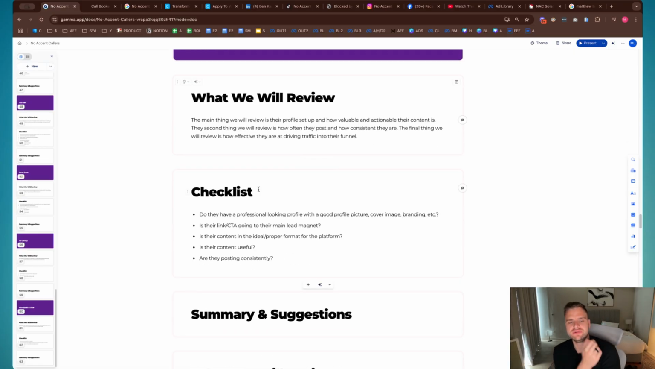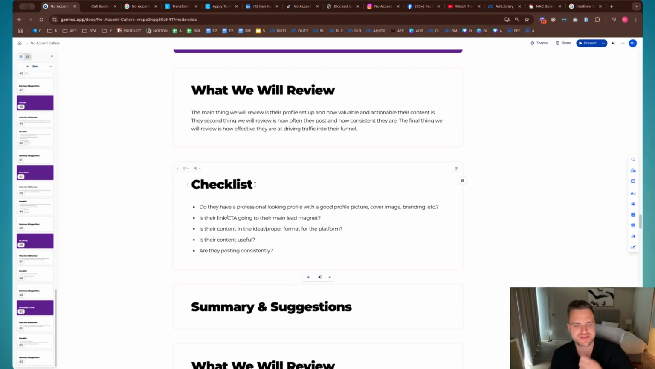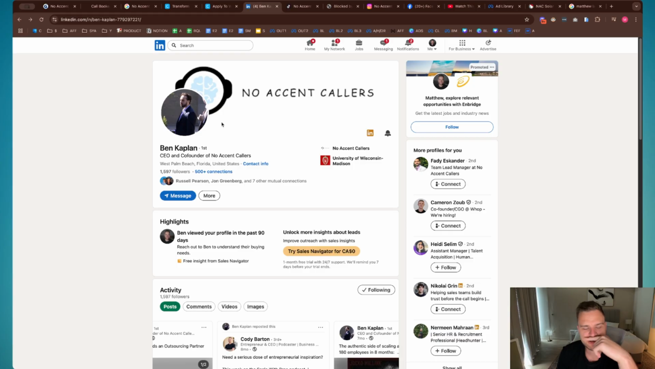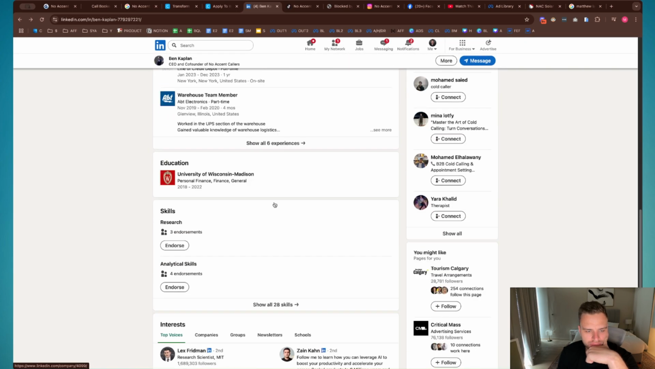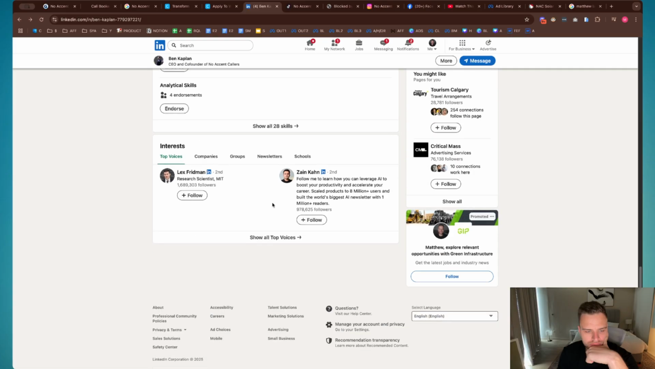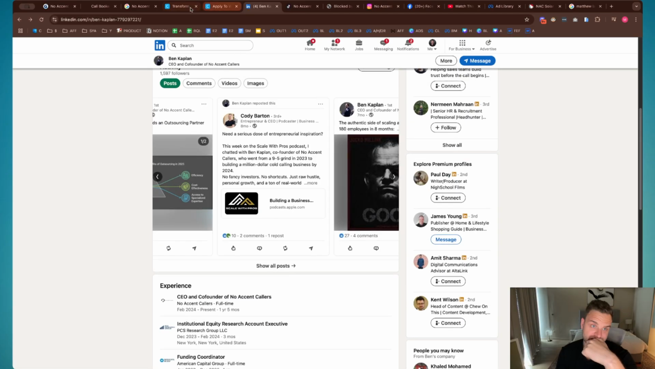What we really want to see is how their profile is set up, how valuable or actionable their content is, how often they post and how consistent they are. And then we're going to review how effective or ineffective they are at getting that traffic to their funnel. So if we just go to Ben's profile, I don't think this is exceptional branding at all. I would like to see a real cover photo here. I would like to see the problem they solve here. I would like to see a lead magnet link here. Just for starters, really.